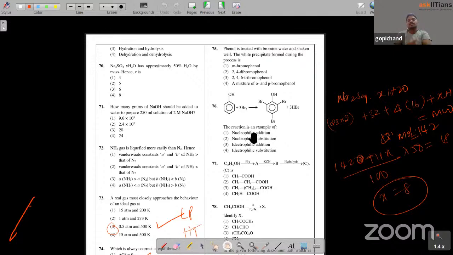You can see the 76. So this is the correct answer for the third one, actually the 75th one as well. 2,4,6-tribromophenol will help in the precipitate formation. And 76 is what? So here alcohol is there and Br came forward. So phenol undergoes the reaction with that.